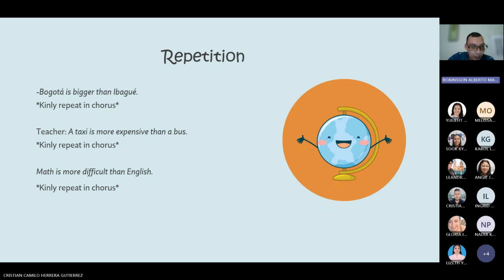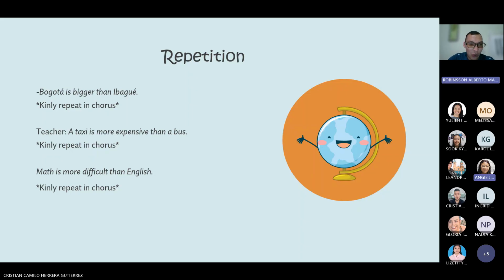Okay, we have more examples here. Let's do the last one. Math is more difficult than English. Repeat. Math is more difficult than English.